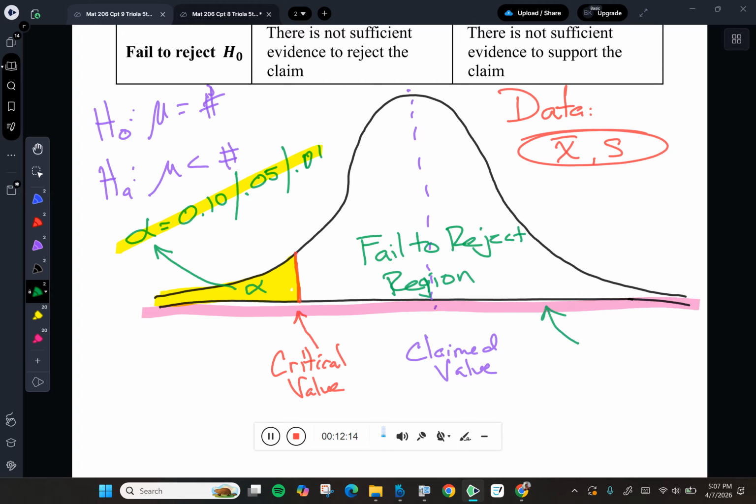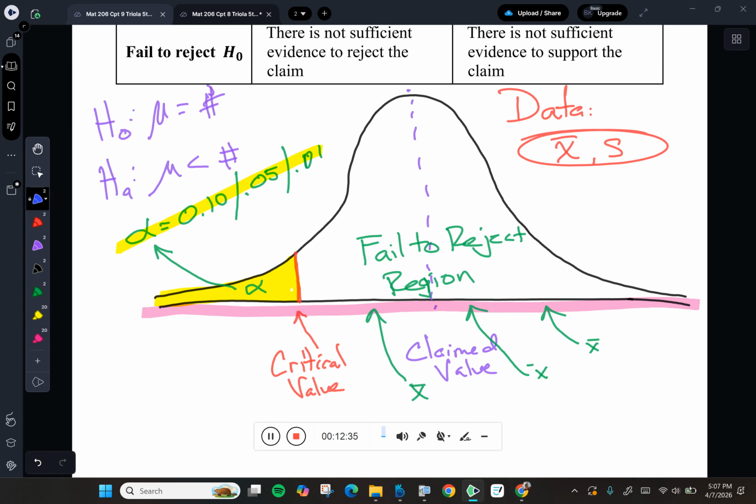So if X bar plots there, or there, or there, if our sample data plots anywhere over there, we're going to say the data's close enough to the claimed value that we can't reject it as true.